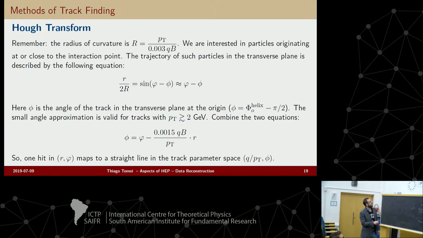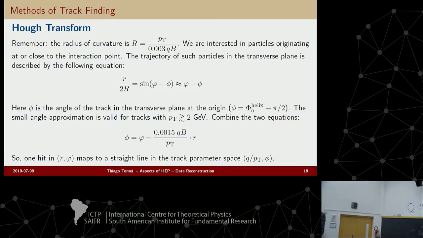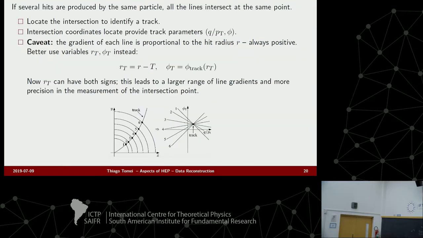Then if you do this, then you combine this equation with this equation, and you have this one already, making the division. And what is this? This is a straight line, see? R and phi are the A and B coefficients, and the X and Y, this is the dependent coordinate, and the independent coordinate is Q over pT. Solved. And fitting straight lines is easy. So that's what we do.